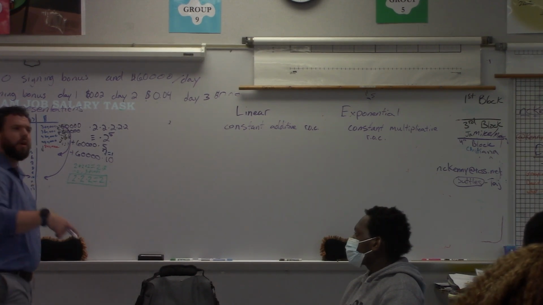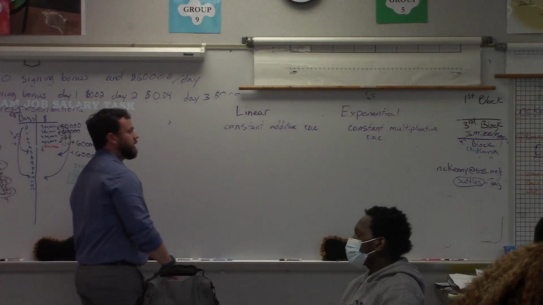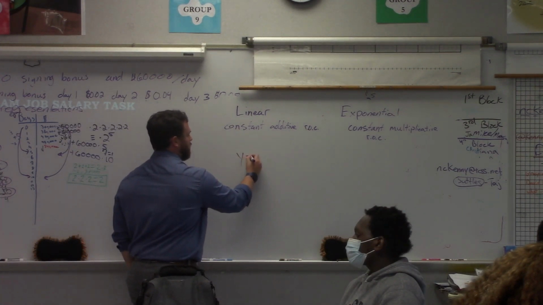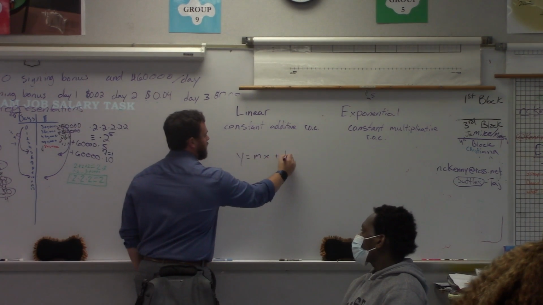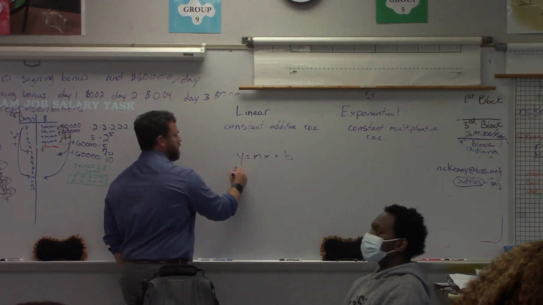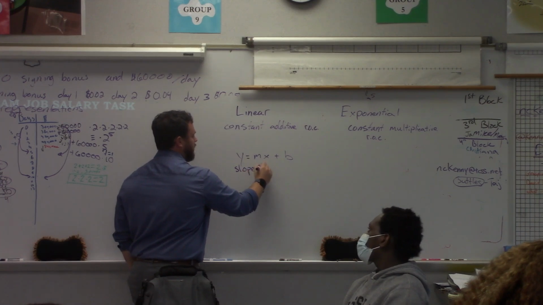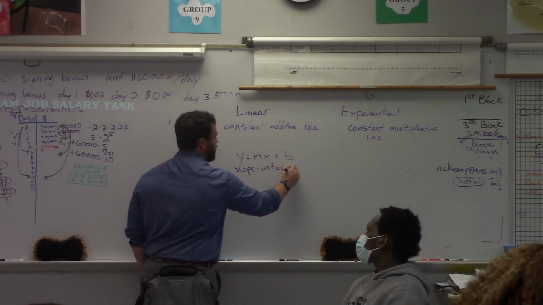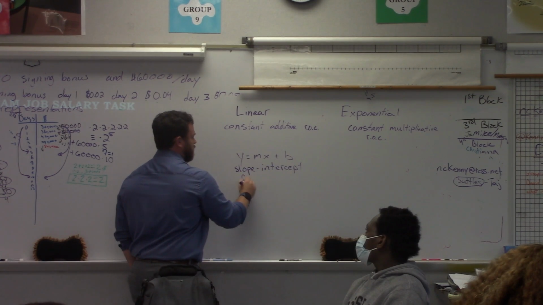Let me ask you this. What's the equation for a linear function? We looked at this earlier. What's the name of this equation? Slope-intercept form. Because what are the two things involved? Slope and?